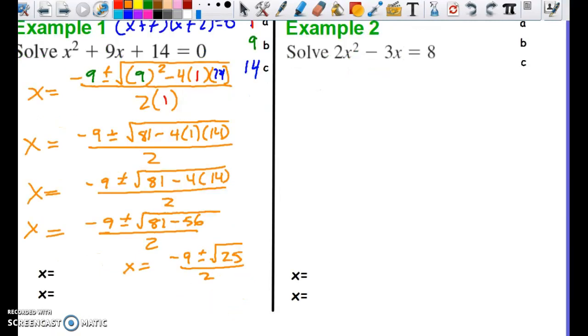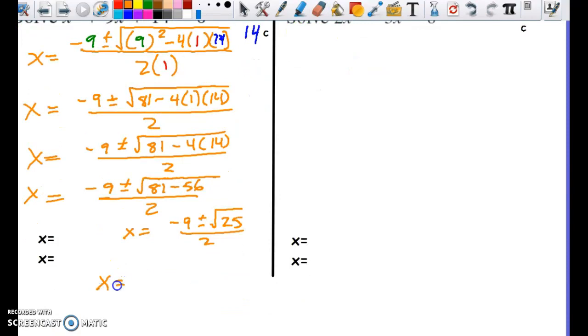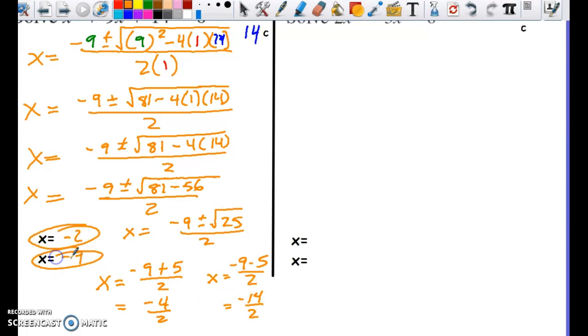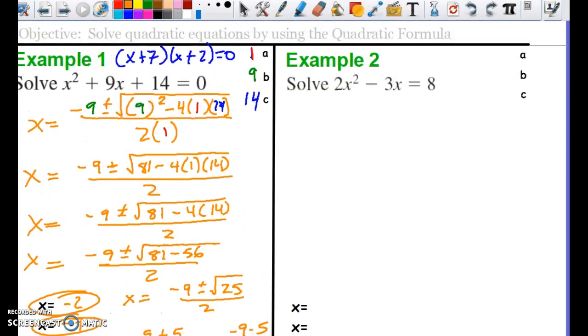If I just scroll down here and give myself some more room, I have x equals negative 9 plus the square root of 25, which is 5, or x equals negative 9 minus the square root of 25 over 2. And so that makes it much easier. Negative 9 plus 5 would be negative 4 over 2. And then negative 9 minus 5 is negative 14 over 2. And guess what? Negative 4 over 2, negative 2. Negative 14 over 2, negative 7. It's the same answer as what we got by factoring, but using a really large equation.